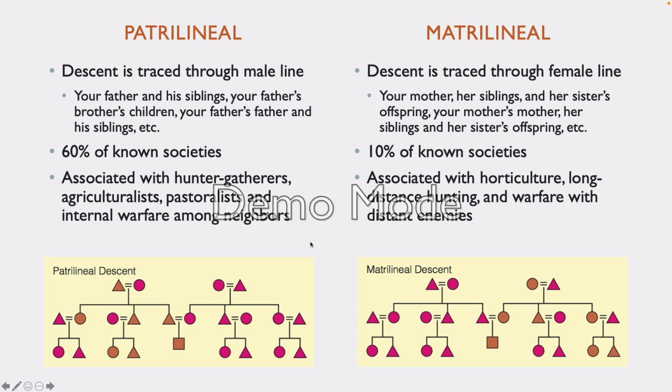We don't know the sex of the individual in this case. On the other hand, in matrilineal societies, your descent is traced through the female line, so you're related to your mother, her siblings, and her sister's offspring, as well as your mother's mother, her siblings, and her sister's offspring. We recognize this in about 10% of known societies. In the example here, we're seeing this marriage in the middle. It's the orange female in this case that's determining the lineage or descent system for this child.